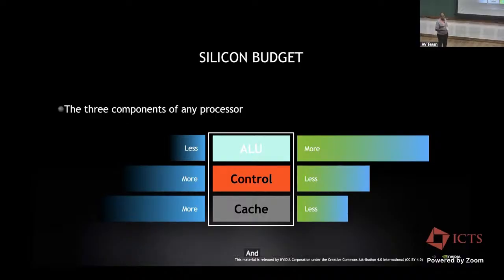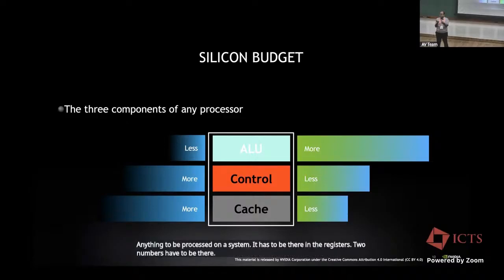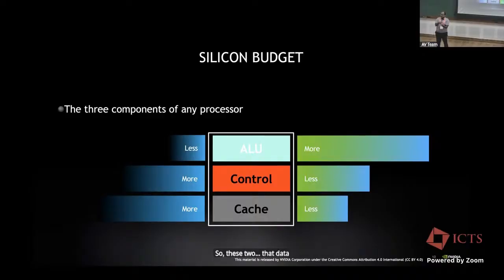And caches: when anything is to be processed on a system, it has to be there in the registers. Two numbers have to be there, added; they come into registers, they are added, and the results are again put in a register, right? So that data has to be there in those registers. If it doesn't find that data in the register, it will send a memory fetch request. It will go and fetch from the memory.